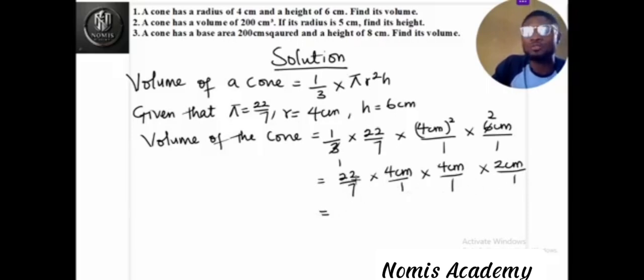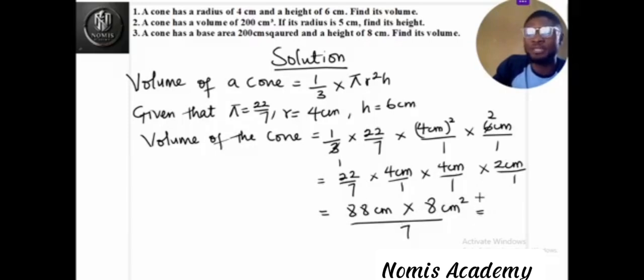22 times 4 is 88, and 88 centimeter multiplied by 4 times 2 is 8, and then centimeter times centimeter is centimeter squared. So all divided by 7. So 88 multiplied by 8. 8 times 8 is 64, I'll be left with 6. 8 times 8 is 64 plus 6, 70. That's 704 divided by 7 centimeter what now? Centimeter multiplied by centimeter squared is centimeter cube. So divide 704 by 7.